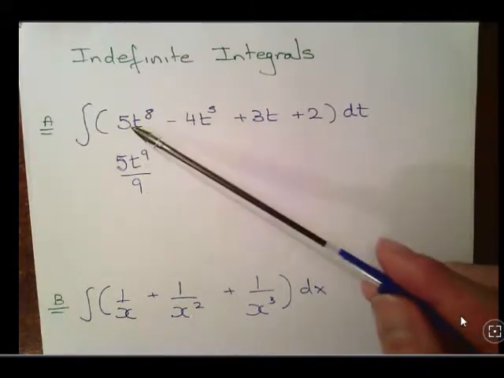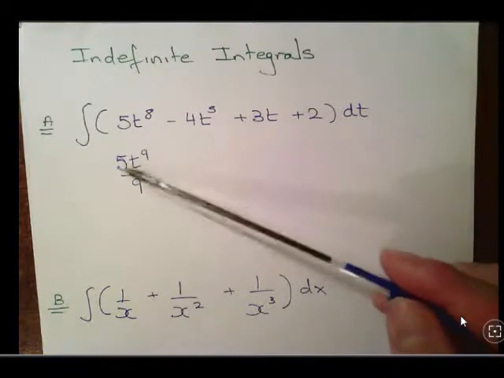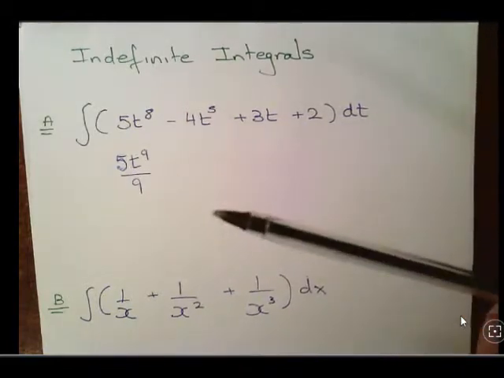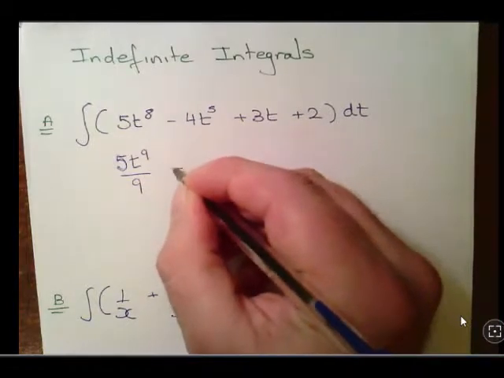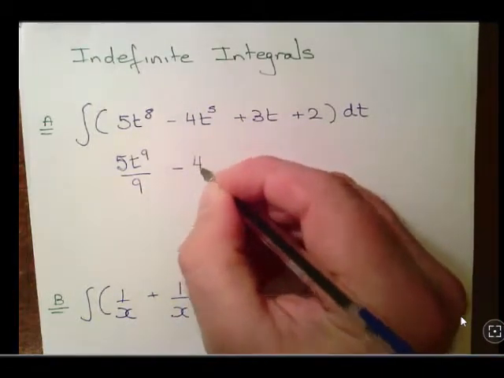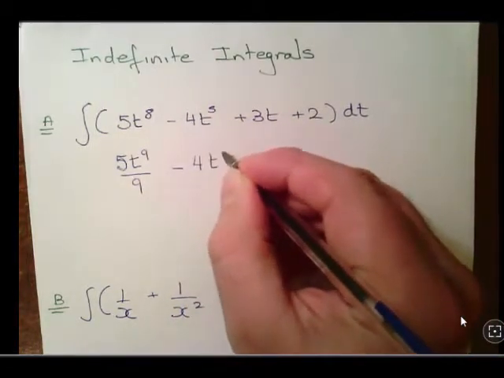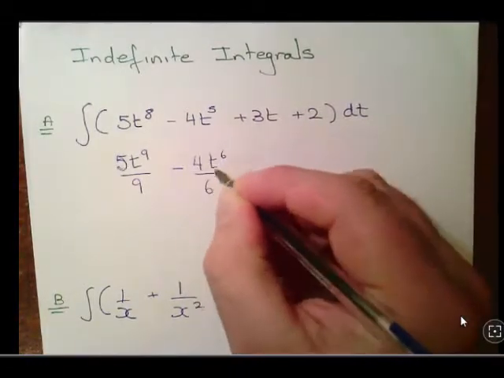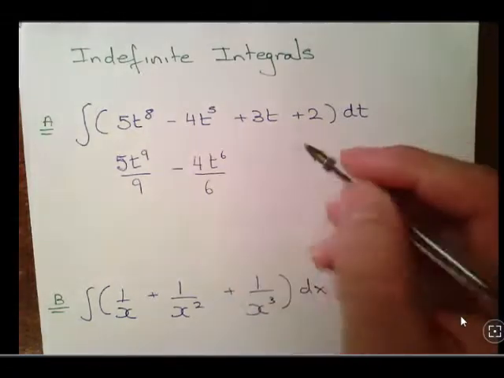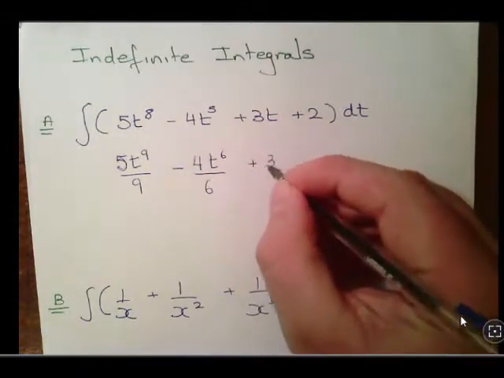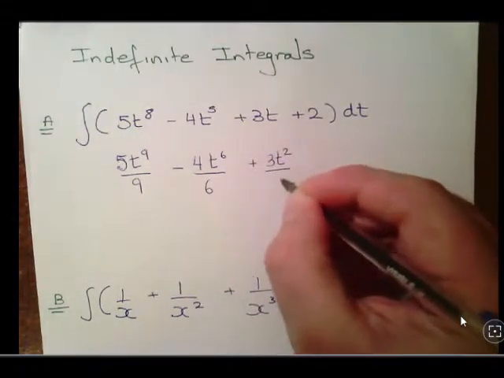When we have coefficients like 5, we just put them in at the end as an afterthought. So I'm going to do something similar here: 4 times t to the 6 over 6. I'm going to leave this alone, but you can actually simplify that as 2/3. Plus 3t squared over 2.